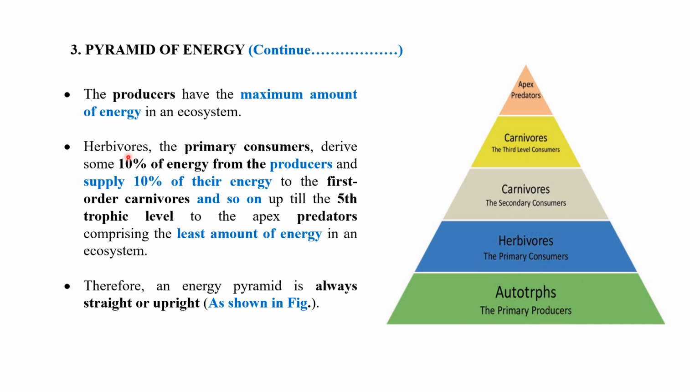Autotrophs, herbivores, the primary consumers derive some 10% of energy from the producers and supply 10% of their energy to the first order of the carnivores, right? And so on, till the fifth trophic level to the apex predators in an ecosystem. Therefore, an energy pyramid is always straight or upright, as shown in the figure. So we can see how it goes on decreasing in the upward direction.